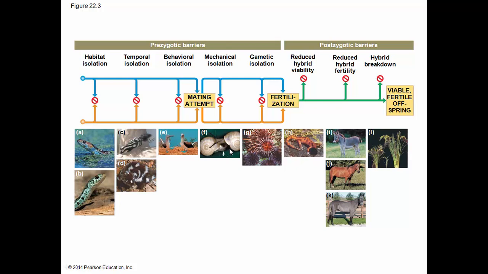Here is an example of closely related species of snails, the genus Bradybaena, in which one snail has a shell that spirals in the right-hand direction.